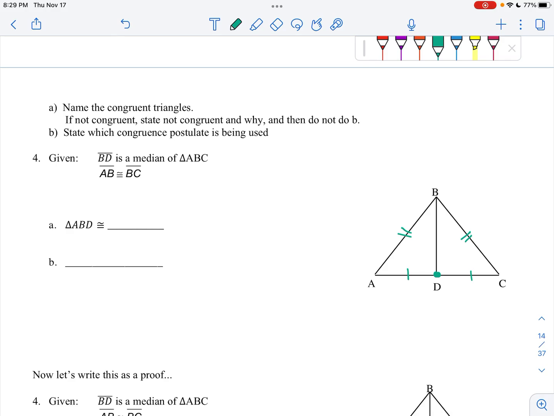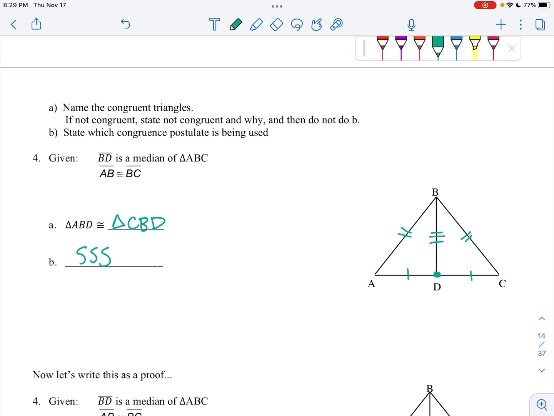And then looking a little deeper, I see, hey, look at this side BD. It has to be the same length for both triangles because it's shared. So I actually see here that I have side-side-side congruence. And I'm going to go ahead and label my postulate. Triangle ABD is going to go to triangle CBD.